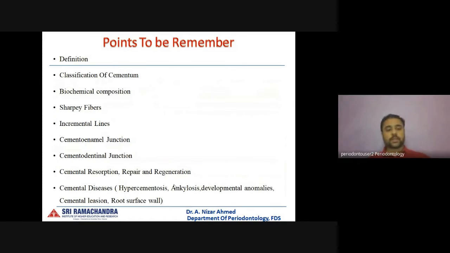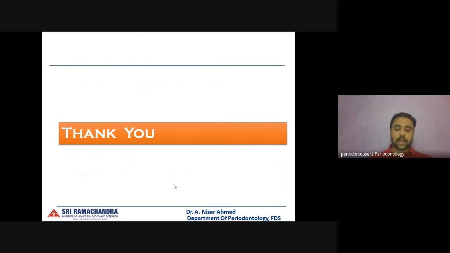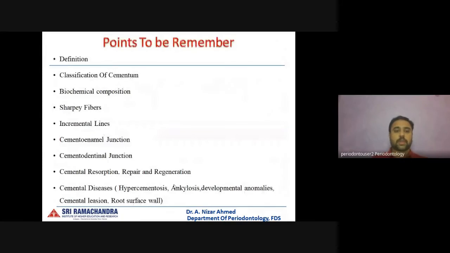Okay, definition of the cementum: it's a calcified mesenchymal avascular tissue surrounding the root surface. Classification of the cementum: acellular afibrillar cementum, acellular extrinsic fiber cementum, cellular mixed stratified cementum, and cellular intrinsic fiber cementum or intermediate cementum. Biochemical composition: organic and inorganic content.